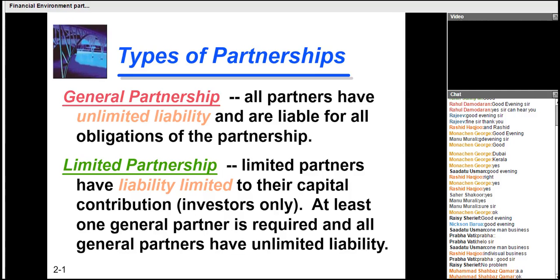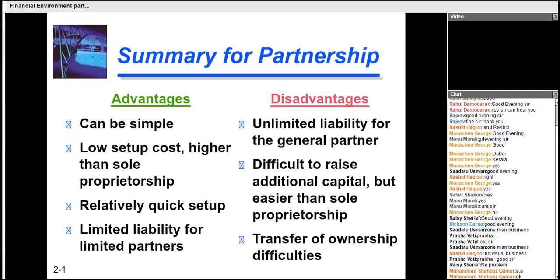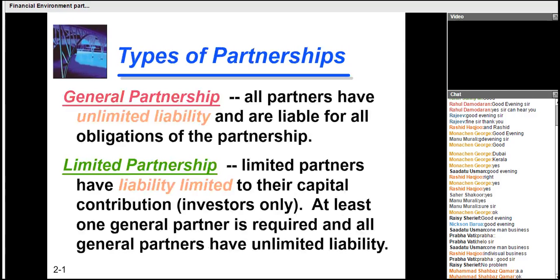There are generally two types of partnerships: general partnership and limited partnership. There are very minor differences between them. In a general partnership, all partners have unlimited liability and are liable for all the obligations of the partnership. That is the disadvantage of a general partnership: you have unlimited liability, not limited. Say two or three persons decide to start a business. It's like a sole proprietorship. If something goes wrong, they are the ones responsible and they are the ones going to suffer. So the liability section is something like the proprietorship.